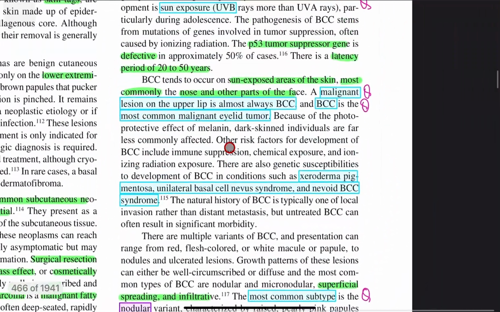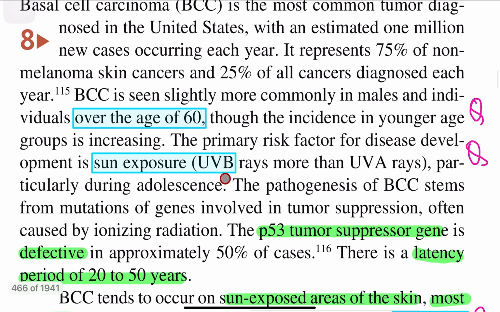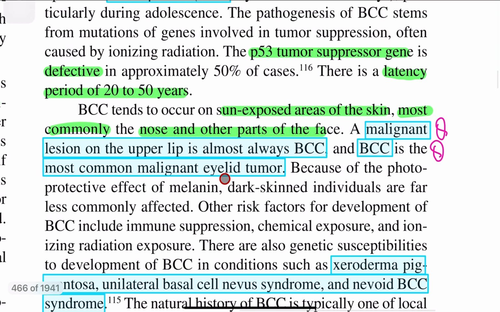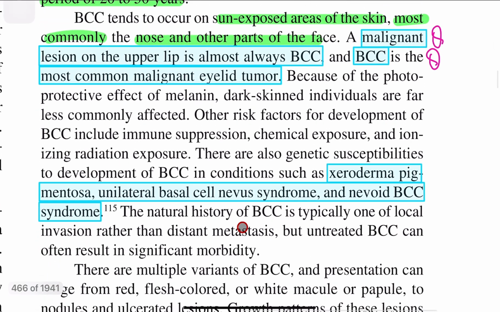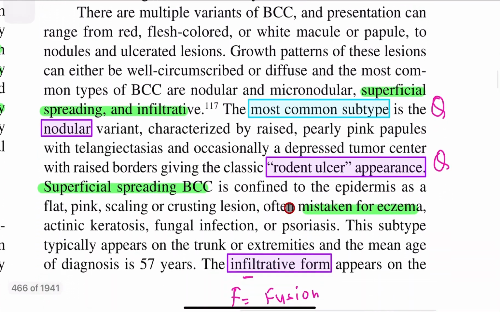Let's quickly revise the Schwartz points. Sun exposure, UVB, B for bad. Then the type of lip cancer, like on upper lip BCC, on lower lip SCC. Then the other important genetic risk factors like xeroderma pigmentosa, unilateral basal cell nevus syndrome, and nevoid BCC syndrome. Other important thing, picture wise, it's a rodent ulcer.